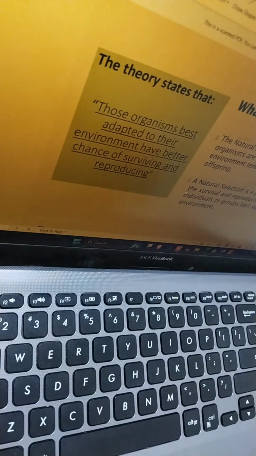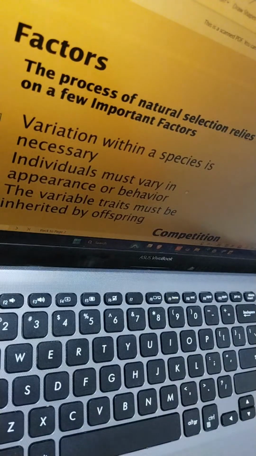Then, what is natural selection? Natural selection is a process by which organisms better adapted to their environment survive and produce more offspring. They produce more offspring because they are adapted to the environment, so they are more likely to survive. Natural selection is a process that results in the survival and reproductive success of individuals or groups best adjusted to their environment.